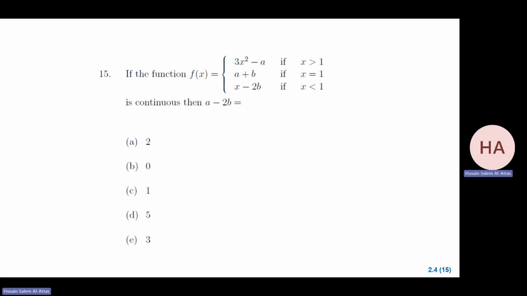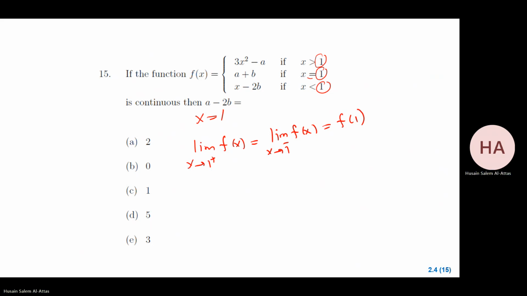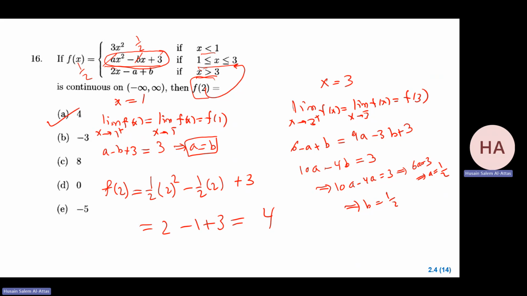If the function is continuous, then what is a minus 2b? Okay, now notice I have only the point 1. This is equality, this is greater, this is less, so now f of 1 will make a difference. I consider only 1, so I have limit as x goes to 1 from right equals limit as x goes to 1 from left equals f of 1. So I have two different equations. Before, I had only the same equation, because f of 1 was a minus b plus 3, which is the same equation.